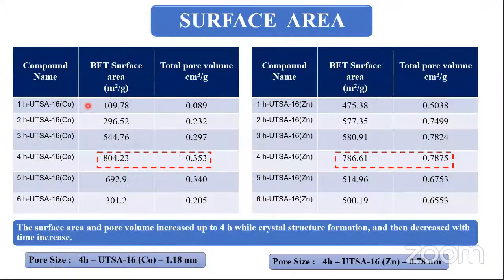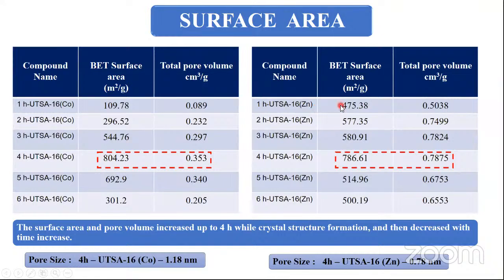Another good characterization in this research work is surface area and total pore volume. If we compare these two MOFs, UTSA-16 cobalt and UTSA-16 zinc, we observe that the surface area of each material at different synthesis times increases as we increase the reaction time. The 4 hour sample shows the maximum surface area as well as maximum pore volume. If we increase the synthesis time beyond 4 hours, the surface area as well as total pore volume start decreasing. Similar behavior is observed in the case of UTSA-16 zinc as well.